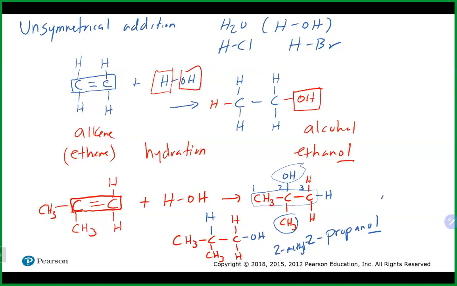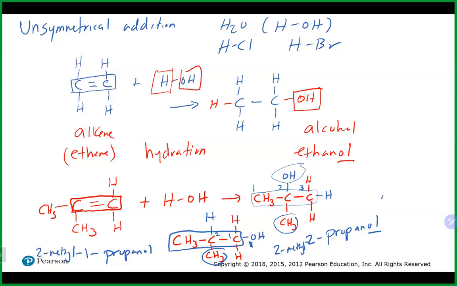If we want to name this guy here, longest carbon chain is still propane, which is propanol. The OH group, though, now is at carbon number 1 here. So that would be 1-propanol. And my methyl group is at carbon 1 and 2. So that would be 2-methyl 1-propanol.